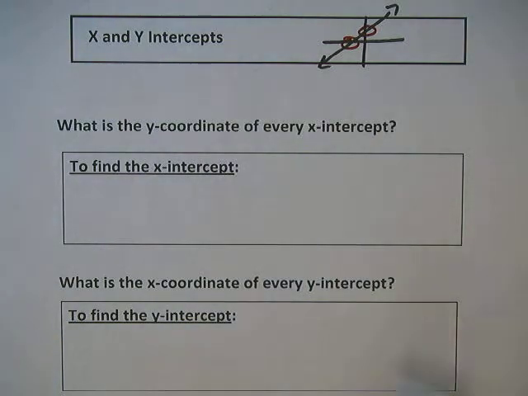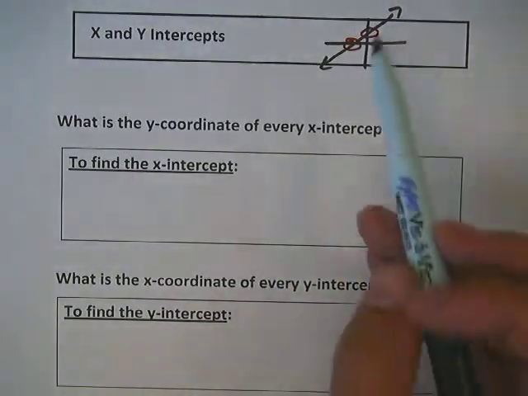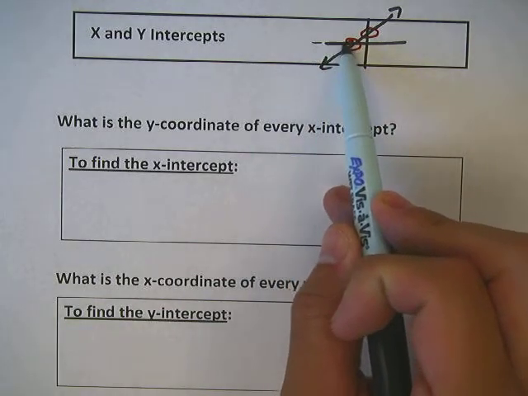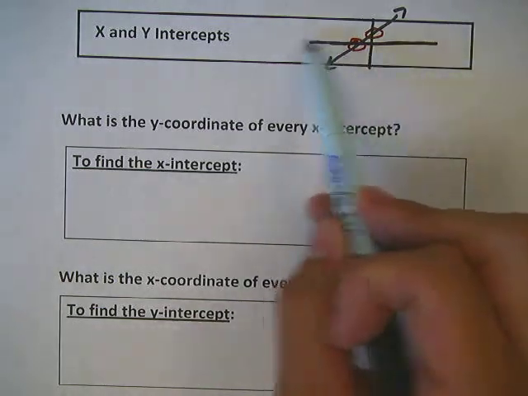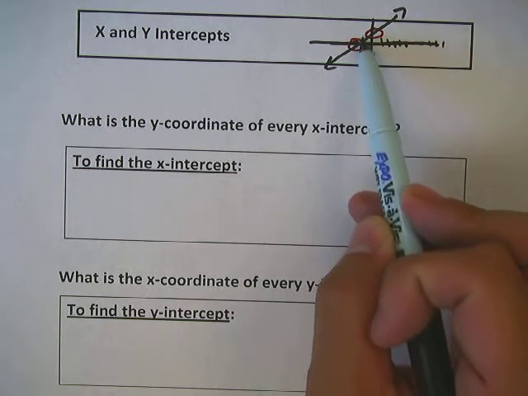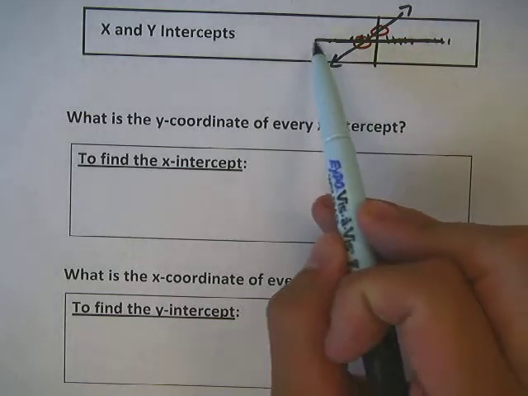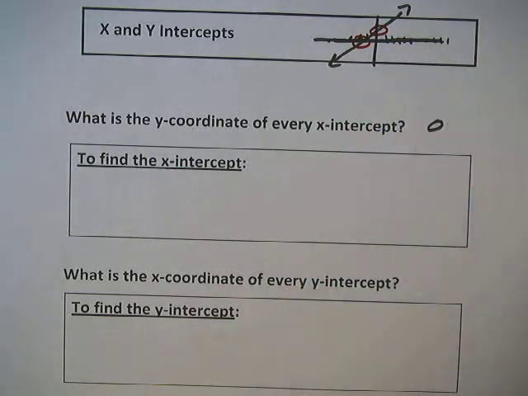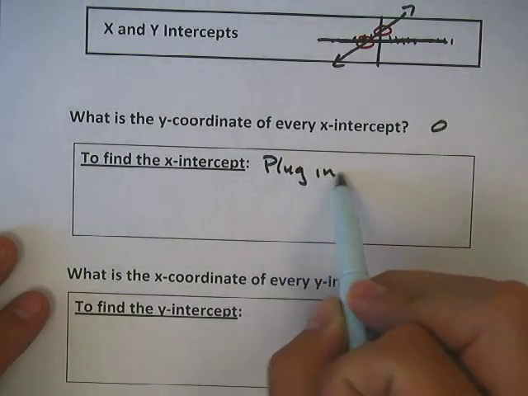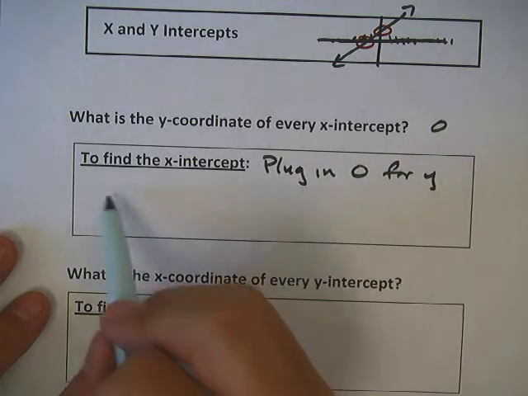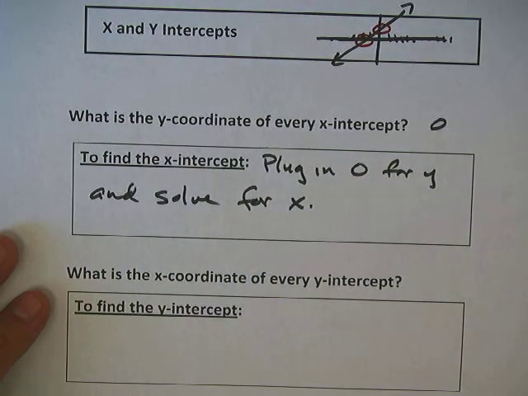If we're going to talk about the x-intercept, so this point right here, it might be helpful to understand, if you think about all the points that are on this x-axis, what's the y-coordinate of every single point on this x-axis? Every single one. It doesn't matter where you're talking about. Well, the y-coordinate of every single point on this x-axis, so every x-intercept, is 0. So in order to find the x-intercept, you are simply going to plug in 0 for y and solve for x. That's it.